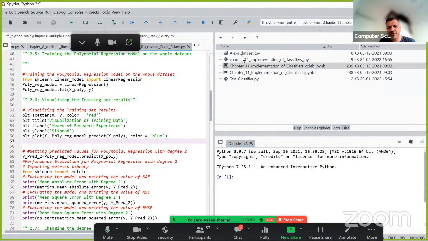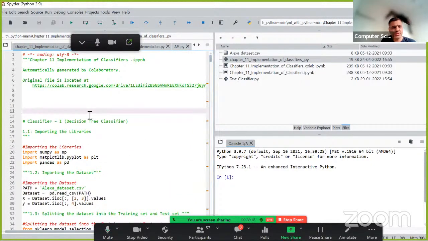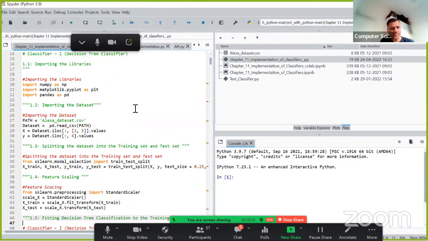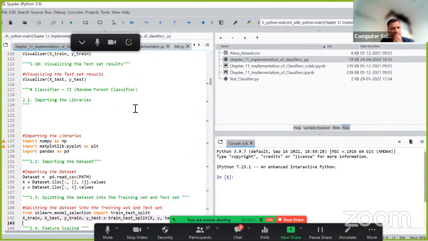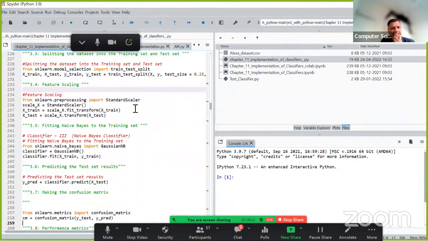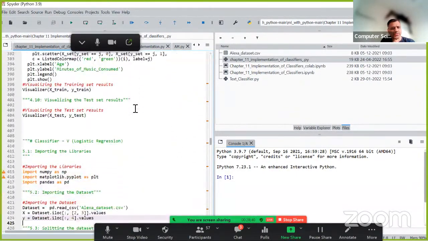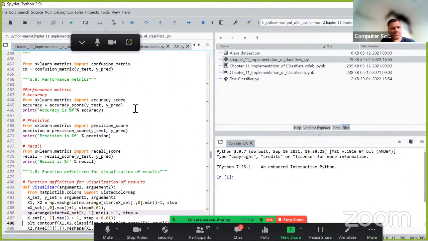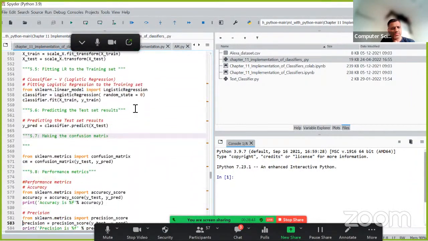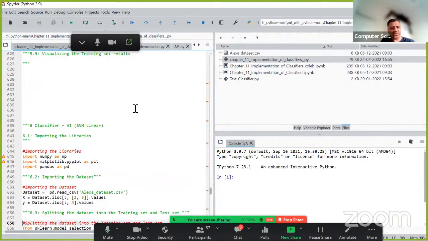So here I am selecting this is my file and this is my code. Today we are going to implement a support vector machine. I have to look for that code. Just give me a minute. Yes, so this is the code for support vector machine. So let's implement this.